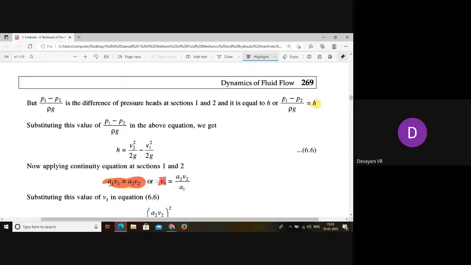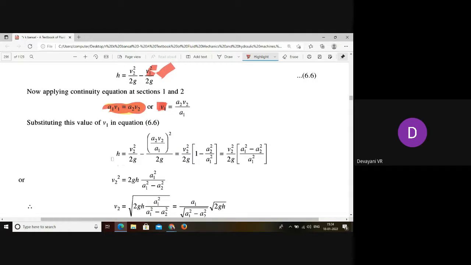So substituting this value of V1 in the pressure head equation, that is H equals V2 square by 2g minus V1 square by 2g. Instead of V1, we substitute A2 V2 by A1. So it will be V2 square by 2g minus (A2 V2 by A1) whole square by 2g.